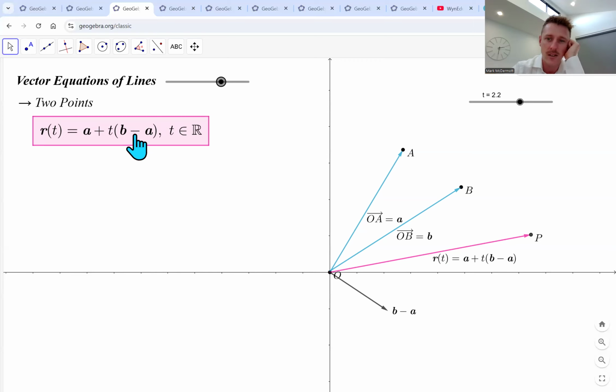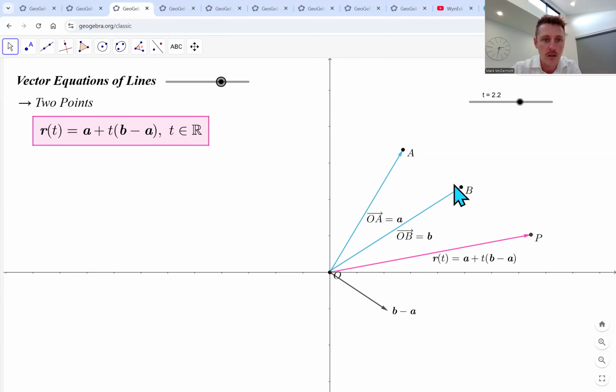B minus A is the same as negative A plus B. So remember, when we do vector addition, we go negative A, so it'd be going in this direction, plus B, so it'd be starting here, going this way, negative A plus B, and then you connect the tail to the tip. So you can see why this vector B minus A is this one here, right?